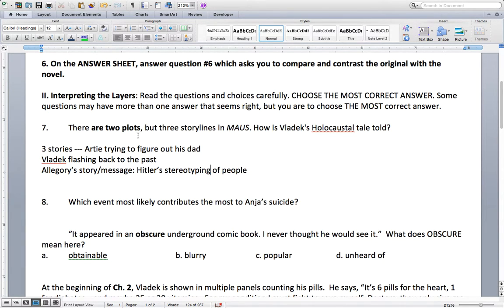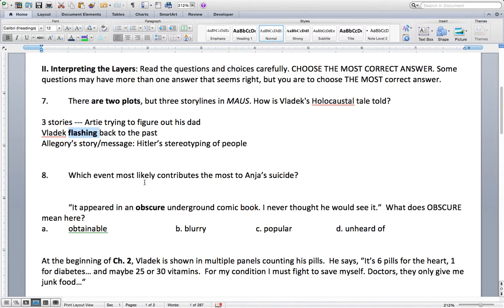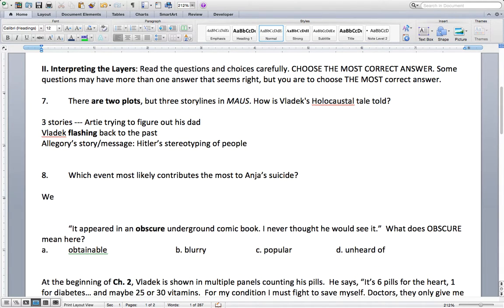All right, so there are 2 plots but 3 storylines. So here are 3 stories: Artie, Vladek, the allegorical story. How's Vladek's tale told? Well, hey, we thought of it already. Vladek is flashing back to the past. So that's how he's telling his story while he's on his exercise bike. What event most likely contributes the most to Anja's suicide? Well, we know how Artie feels. Artie feels like he contributed to it. That's why he's in the guilty prison on the Hell Planet.